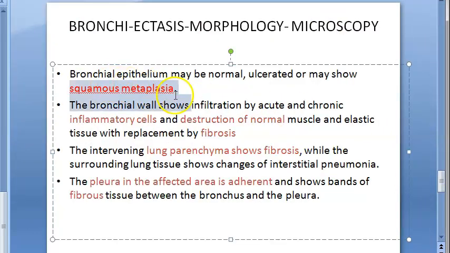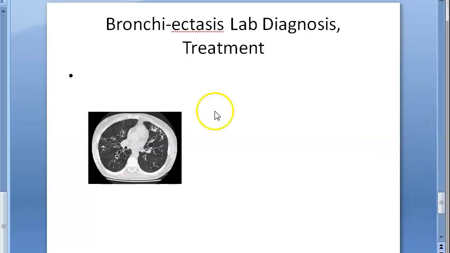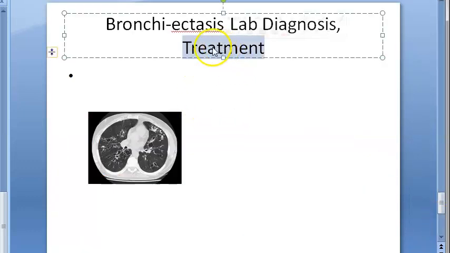Microscopy, you saw that there can be squamous metaplasia of the bronchial epithelium. The bronchial wall will show inflammatory cells, destruction of normal tissue, fibrosis. Lung parenchyma is reduced and shows fibrosis. The pleura also shows fibrosis and it can be adherent to the chest wall. Lab diagnosis and treatment can be antibiotics, removal of foreign body, other specific treatments, whatever necessary. Okay, that's all for now, guys.